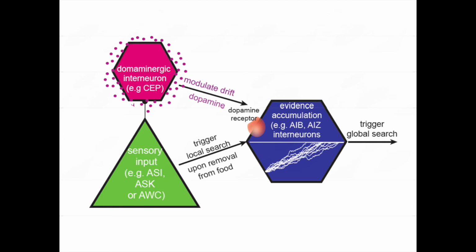And then when that neuron reaches critical voltage, that would trigger the transition to the global search. And there are other neurons in the circuit, through neuromodulators, that can modulate the rate at which the evidence accumulates. So that accumulation of evidence could be adjusted depending on how hungry the animal is, how tasty the bacteria are, and through experience, if the patch is wide, how long it makes sense to continue to look in that area.